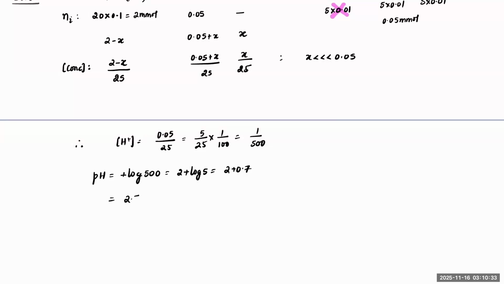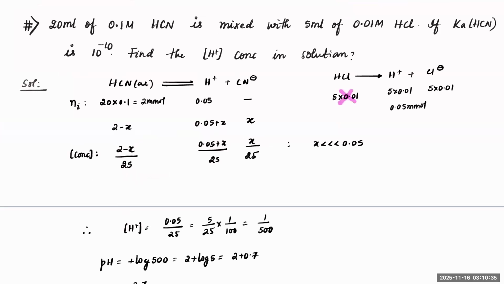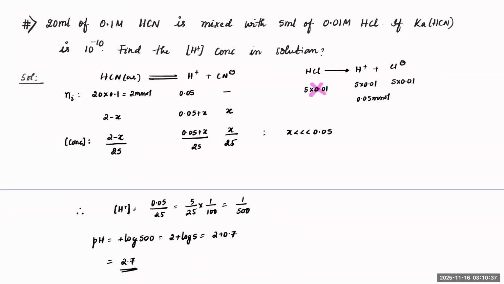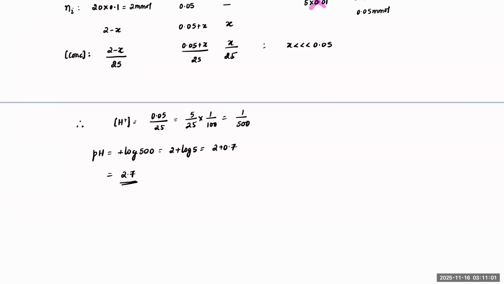So the pH of this solution will be 2.7, and that is mainly contributed by HCl. HCN's contribution is ignorable. Clear? Sir, why plus log 500? It is minus log of 1 by 500. 1 by 500 means it will become plus log of 500.